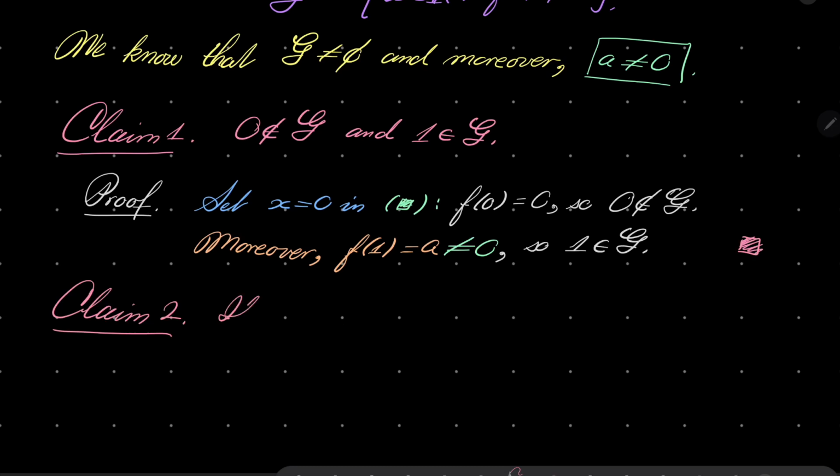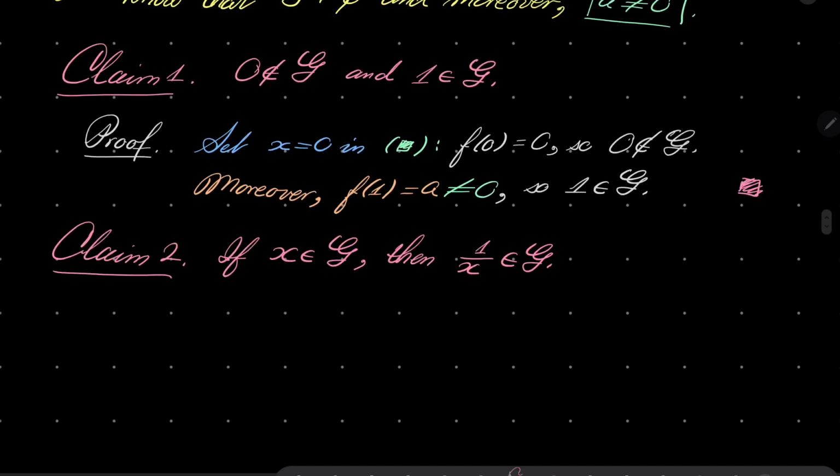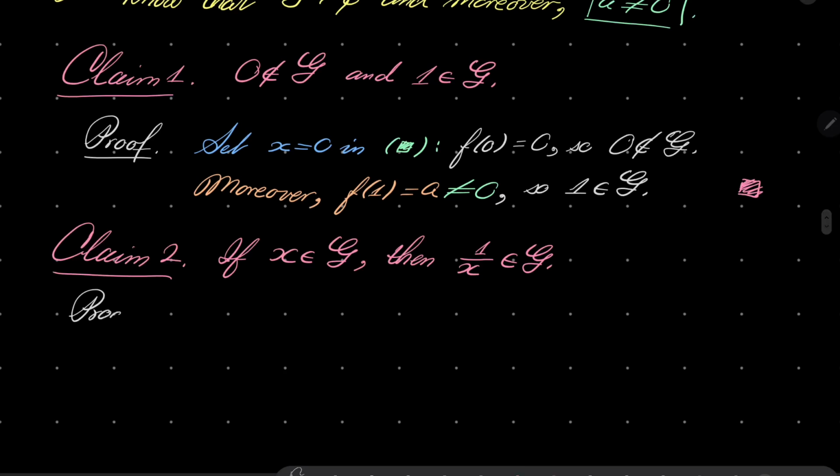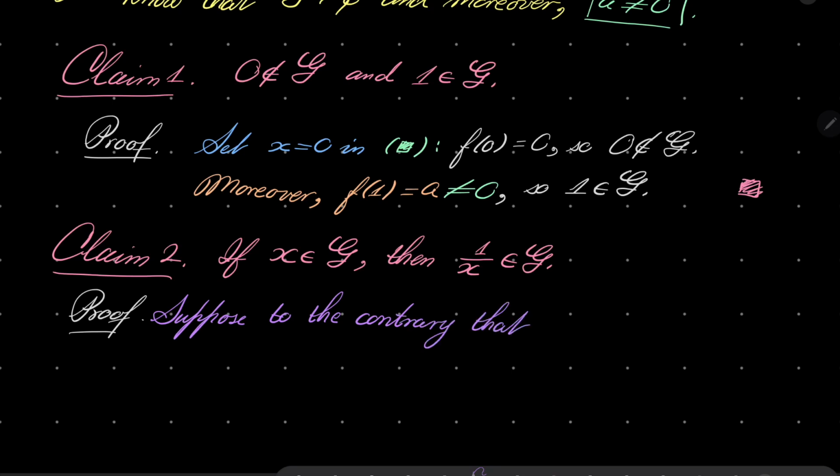I claim that if x is in our set G, then 1 over x is also in our set G. Let's prove it. Proof. Suppose to the contrary, that x is in our set G, but 1 over x is not.